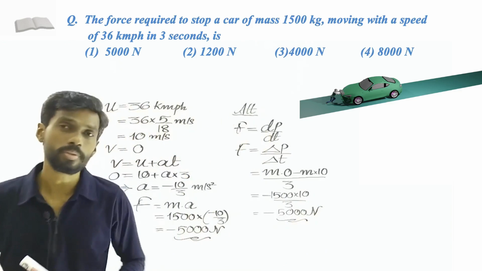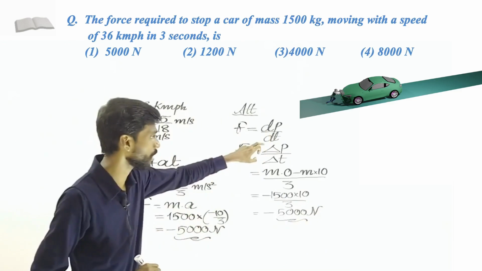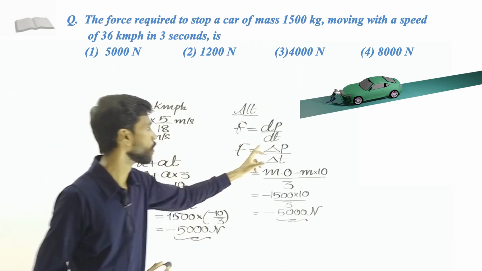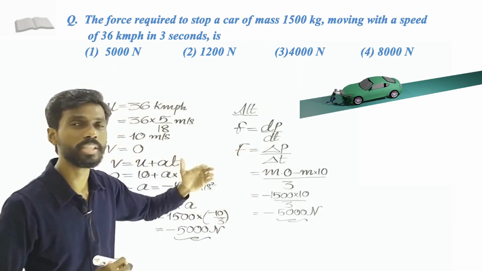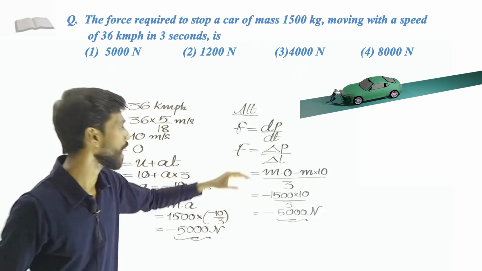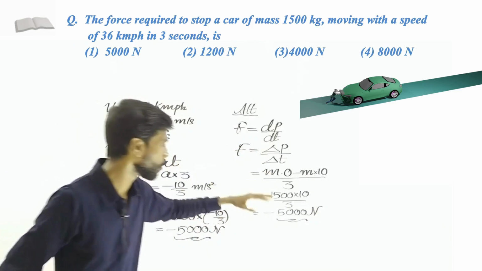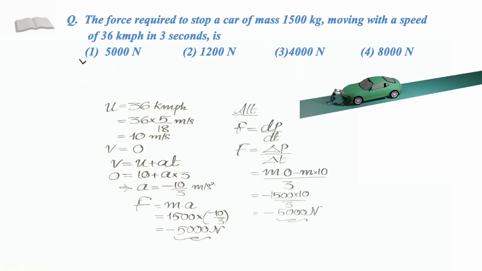So this method can also be used: the change in momentum divided by the time. We know the time period, and the change in speed is known, so the change in momentum can be found. Change in momentum divided by the change in time is the required force. Do you understand? So this is our required answer, 5000 Newton.